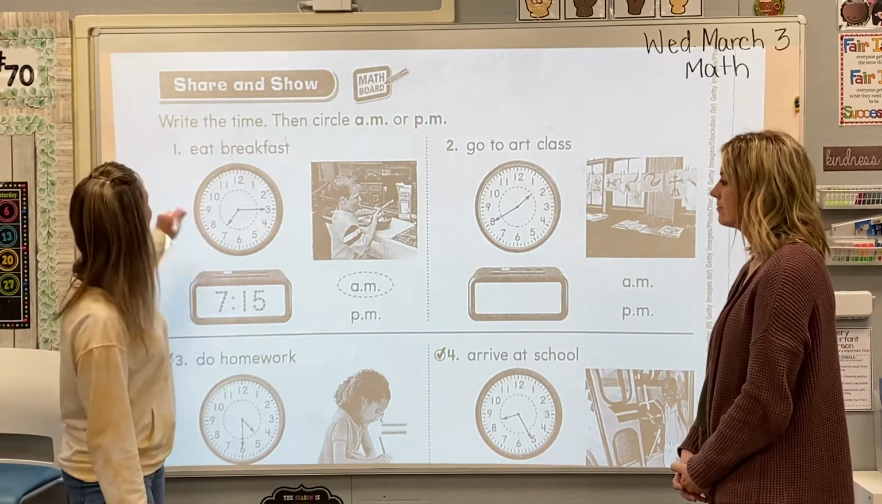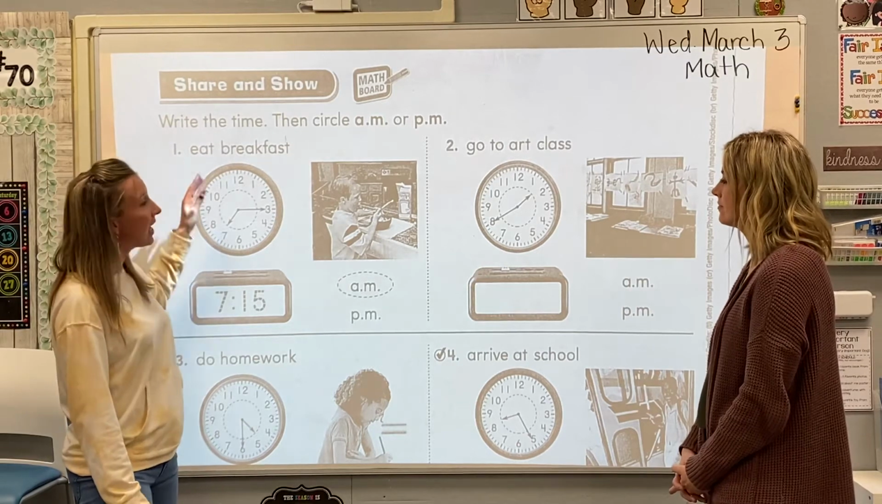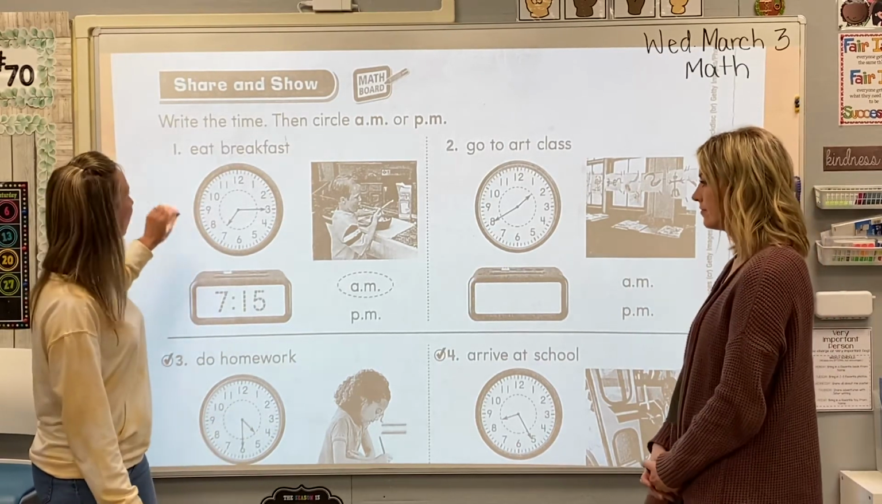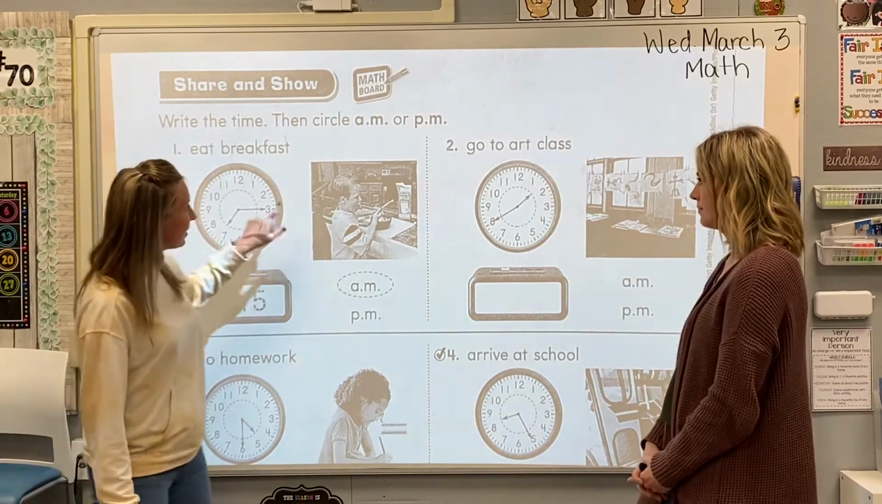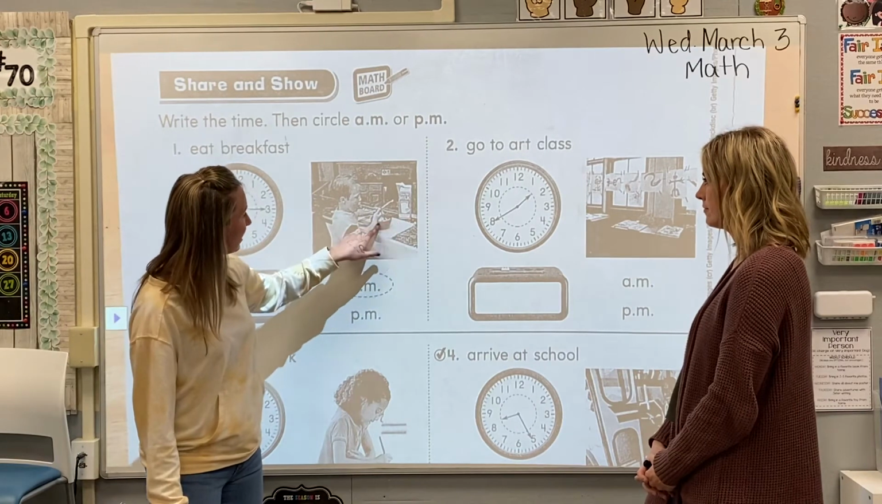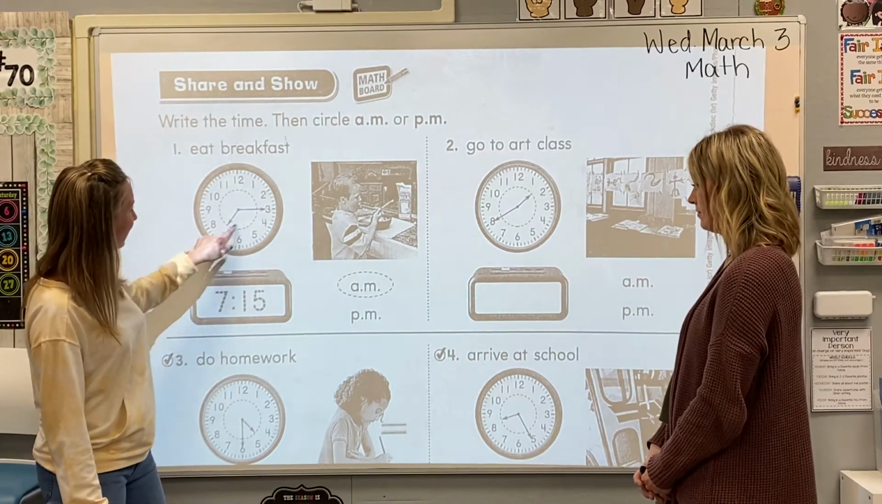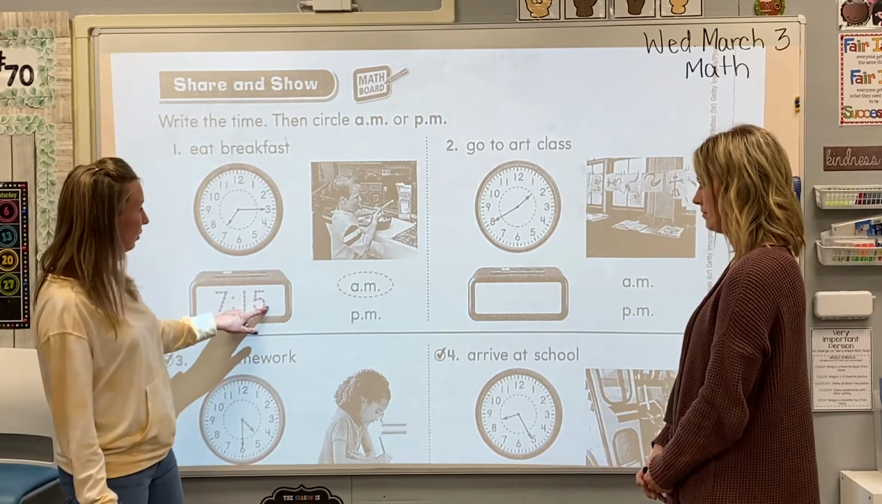All right, let's take a look. I like all the pictures here. Me too. It says to write the time, then circle AM or PM. All right, so number 1, part of it is done for us. It says eat breakfast. Okay. Well, I see a child here. It looks like he's making himself some cereal. And the clock says 7:15, so we need to write that time in. If you want to go over it, you can.